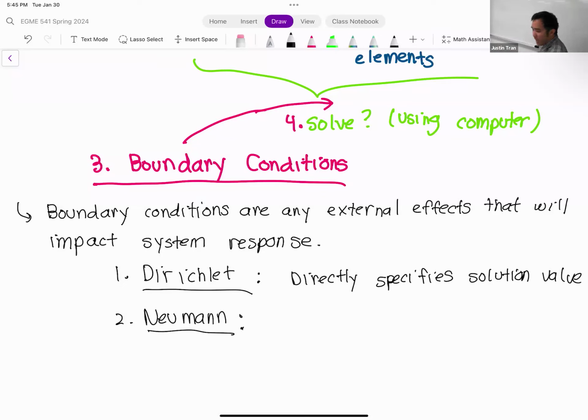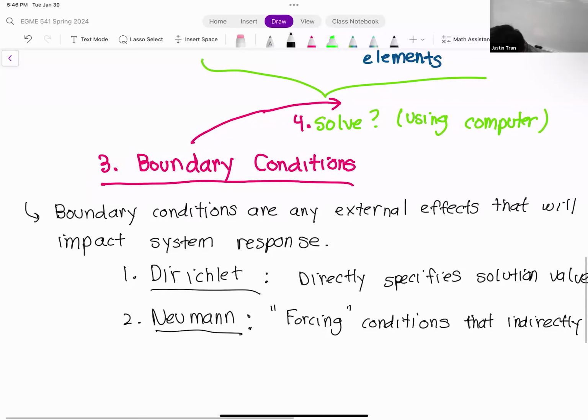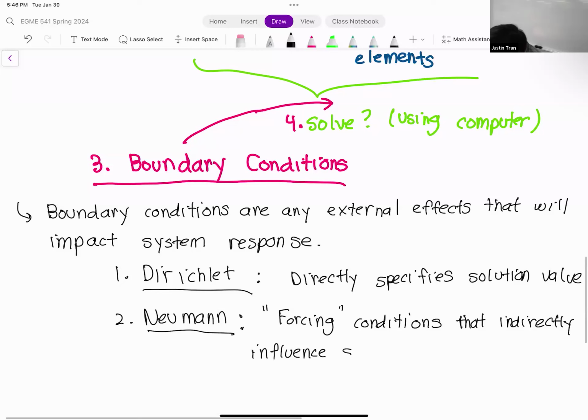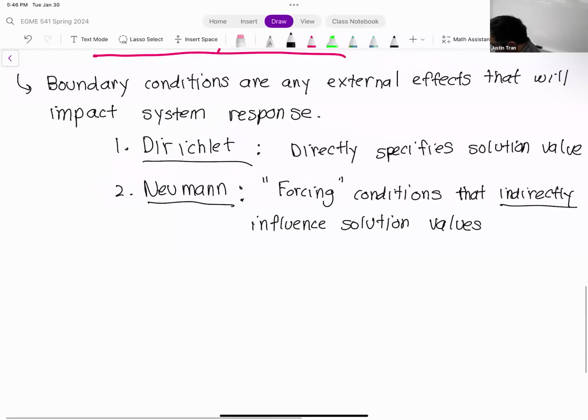Okay. The other type of boundary condition that we have is called the Neumann boundary condition. And so Neumann boundary conditions, I consider them to be more forcing effects, so more load type of effects. And I would say they more indirectly influence the solution variables. The key word, of course, here being indirectly, and we'll talk more about that once we get to it. Okay, so these are the two types of boundary conditions, and there are relatively simple ways to identify that for a structural problem. But the bigger question that we have to answer is how these are going to affect our system.